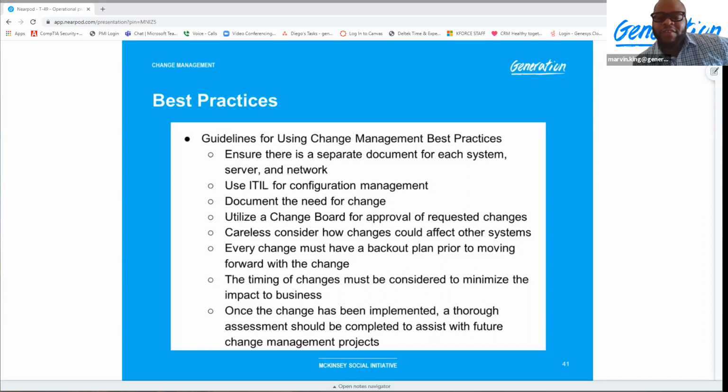Carefully consider how changes could affect other systems. Every change must have a backup plan prior to moving forward. The timing of changes must be considered to minimize the impact on business. That's why you see a lot of updates over the weekend. Once the change has been implemented, a thorough assessment should be completed to assist with future change management projects. So it feels like common knowledge, but there's a method to the madness.